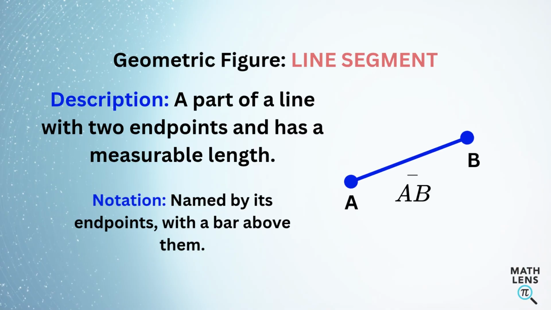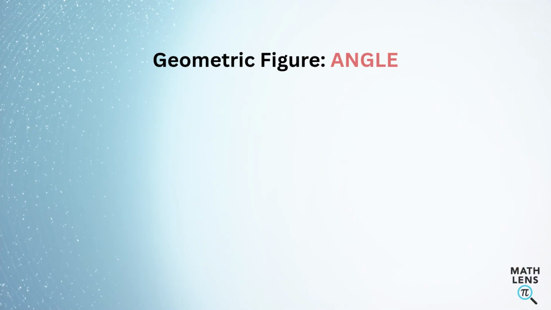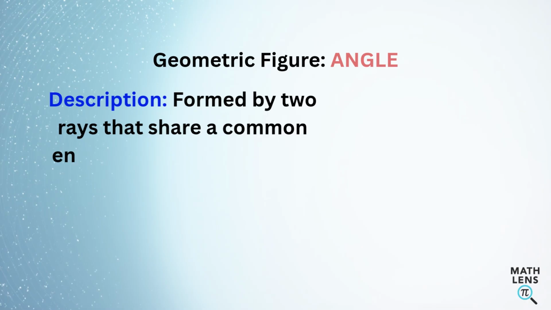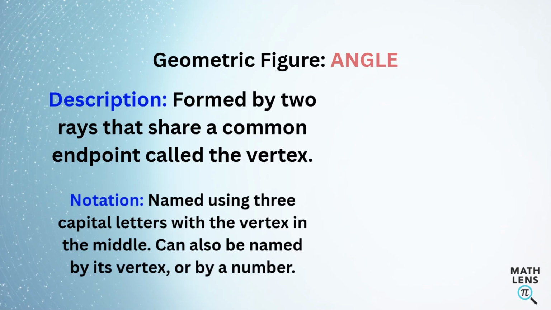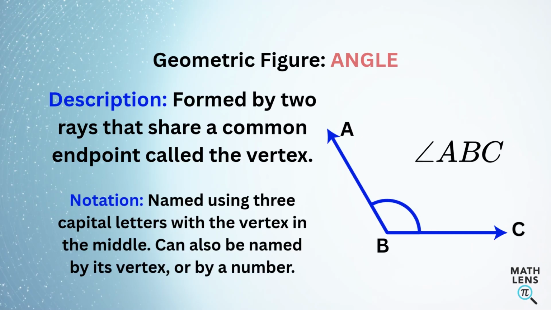these letters. When discussing angles, it's essential to understand their foundational structure. An angle is formed where 2 rays meet at a common endpoint, known as the vertex. In terms of notation, you can name an angle using 3 capital letters, with the vertex always in the middle. For example, angle ABC, where B is the vertex, or simply by the vertex itself. Alternatively, you might also see it represented by a number, like angle 1.